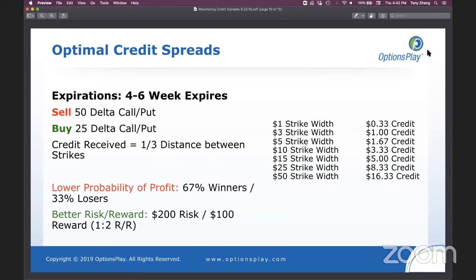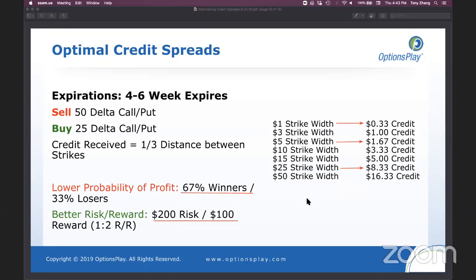So when you're selling a credit spread that's $1 wide, you want to collect roughly about 33 cents. When you're selling something that's $5 wide, you want to collect roughly $1.67, and so on. Basically, what you want to try to collect is 1/3 of the width. When you do that, you are risking roughly $200 for every $100 in income that you receive. And for that, you're going to see winners in the 60 to 70% range.